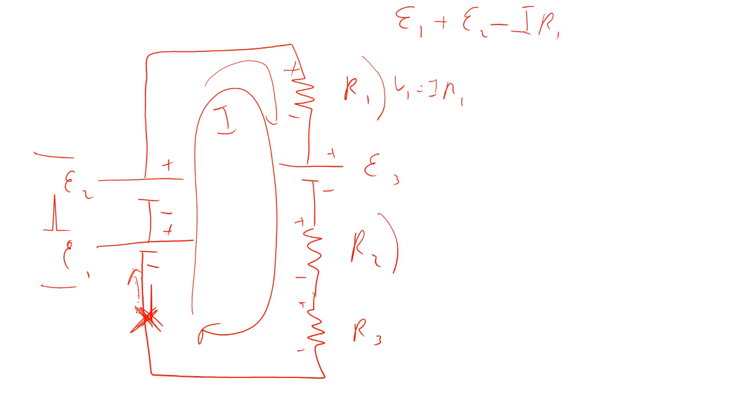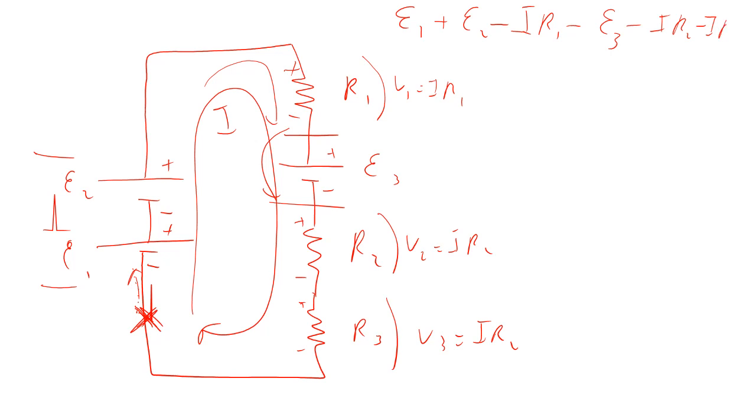Likewise, it's losing there too. This V2 is IR2. This V3 is IR3. But I also have to pass by this third EMF. And I'm going from plus to minus, so I'm actually decreasing because it's fighting against me. Okay, minus IR2 minus IR3, and I'm back at the beginning, and the difference between beginning and end is 0. If I'm back at the same spot, the potential energy is the same as it was originally, and so the potential difference is 0.